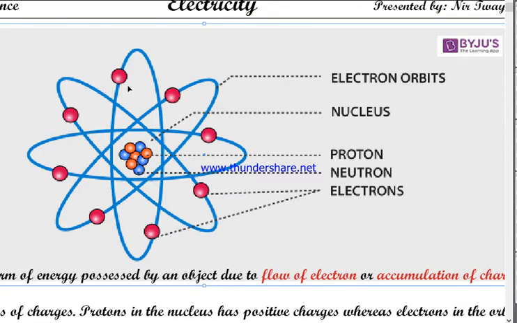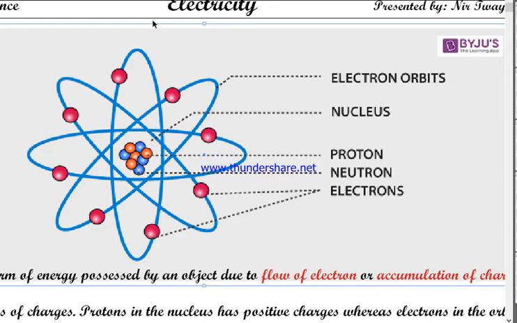However, if you bring two electrons together, then they will repel each other. That means they have the same charge; both electrons have negative charge. But neither electron nor proton shows any affection to neutron. Electron and proton neither attract neutron nor repel it. That's why neutron does not have any charge.